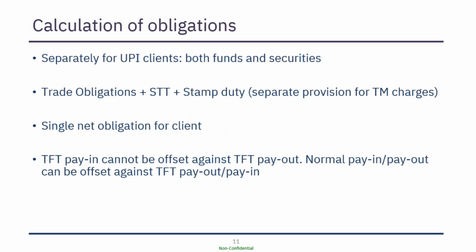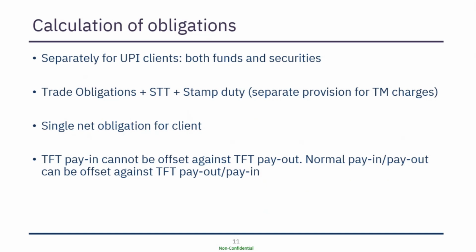And when we say obligation, we also calculate STT and stamp duty. So this obligation is inclusive of STT and stamp duty: trade obligation plus STT plus stamp duty. Other than this, there is a separate provision for collecting any other charges of trading members, which we will come to. We will arrive at a single net obligation for the client, assuming all the trades are normal. So there will be a single funds obligation for the client.